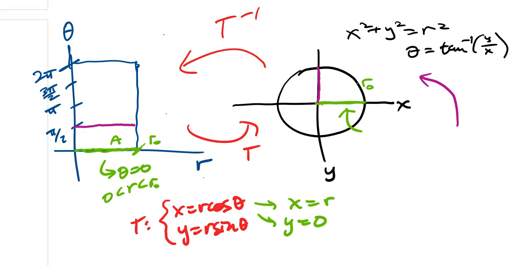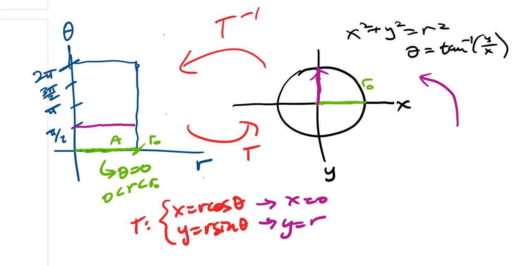Y is 0 and x is just r, whatever r is, all the way up to r naught. Then, whenever theta is pi over 2, we get x equals 0, and y is r. So that would be this line right here, all right?